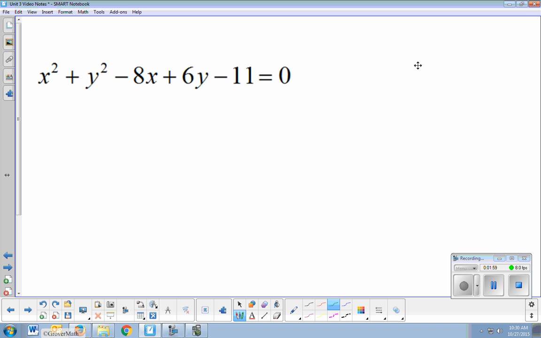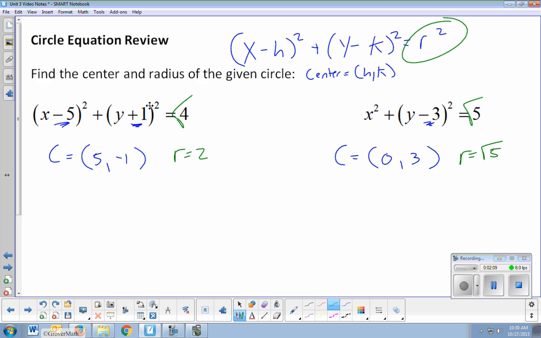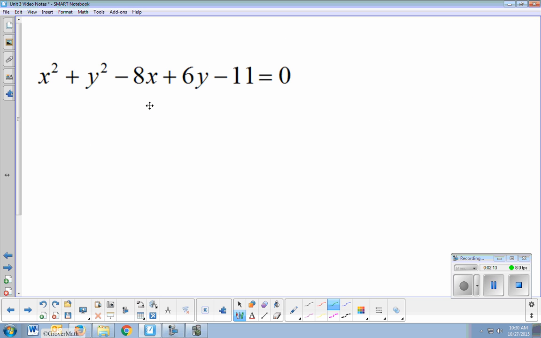Okay, how about this? What's the center and the radius? This equation is not in normal circle center-radius form. So we need to rewrite this equation to look something like this so that we can determine its center and radius. And this comes through a process of completing the square, which you should be familiar with.